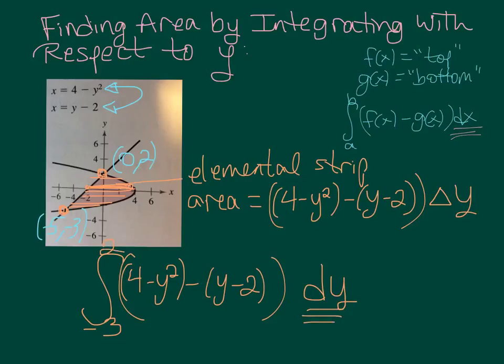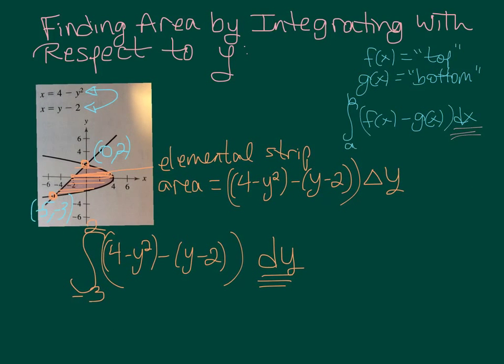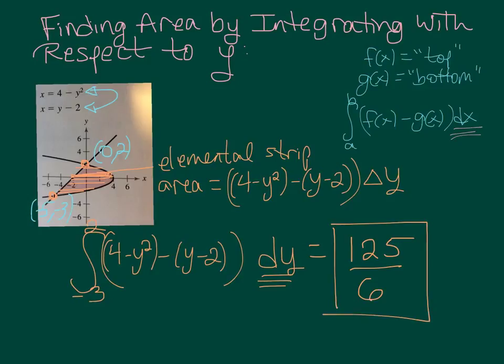Whatever variable we put over here in the dx or dy, that's the variable we use for the limits of integration. And now you can plug this into your calculator and find that the area of that funny shape between the sideways parabola and the line comes out to be 125/6. So integrating with respect to y instead of with respect to x just means that we're viewing our rectangles as going horizontally instead of going vertically, and everything else works exactly the same way.